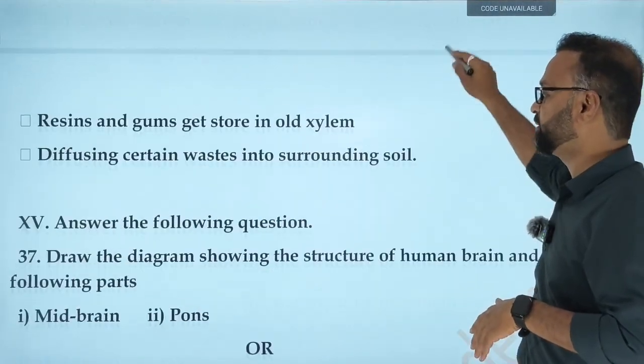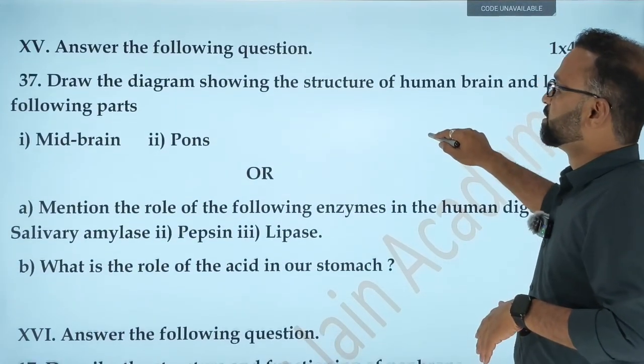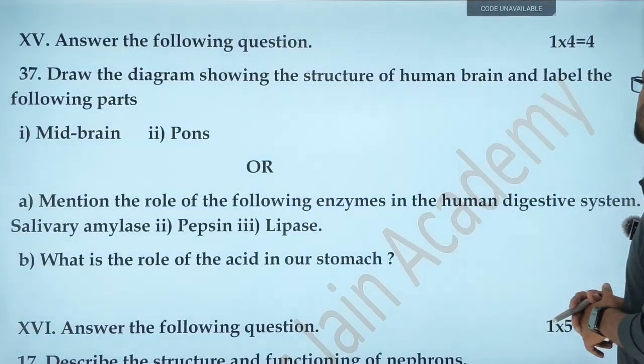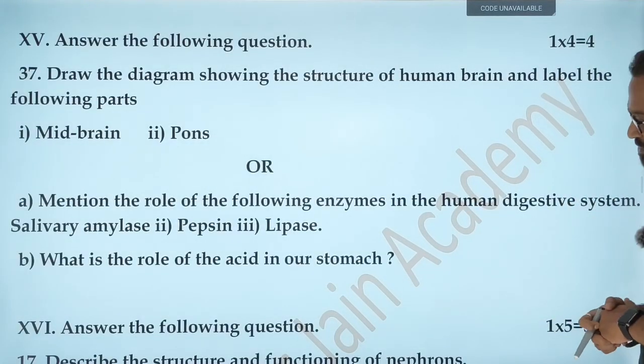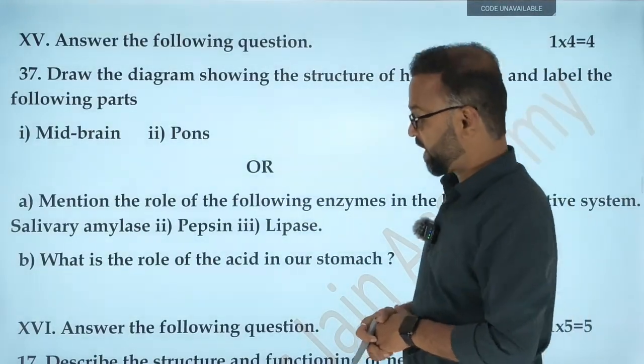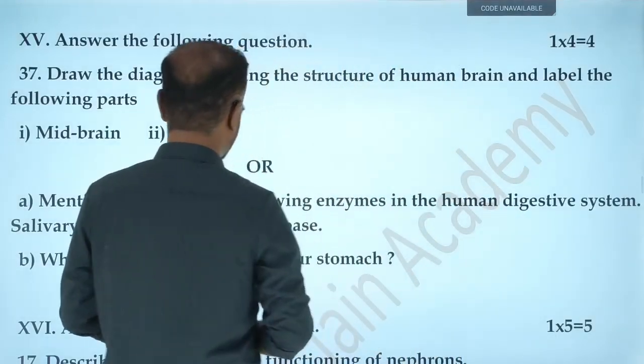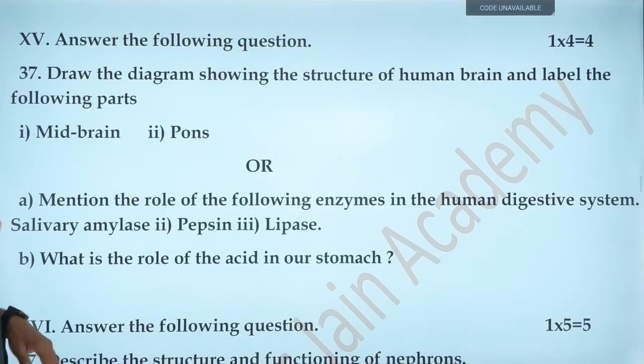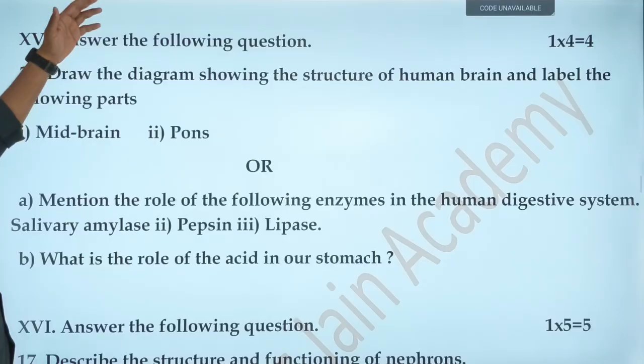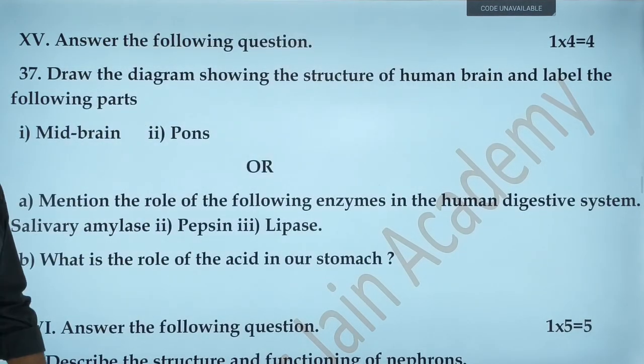Now here comes the 15th main, that is the 4 marks question, and last we have the 5 marks question. Okay, now see here, for 4 marks questions, usually the diagram comes up. If they don't ask in 3 marks, they'll go for 4 marks.